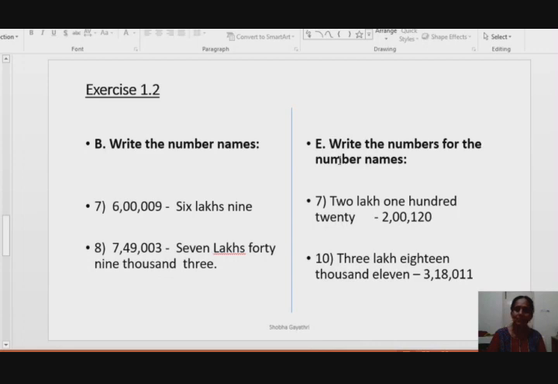Next question is from exercise 1-1. Write the numbers for the number names. 2 lakh 12 thousand 20. Write 2 for 2 lakh. Now instead of lakh, insert the comma. Now nothing is mentioned here about the thousands period. So write 0 for 10,000s and 0 for 1000s. Next, for hundred, write 1 in the hundreds place. For the tens place write 2. Then nothing is mentioned about the ones place.